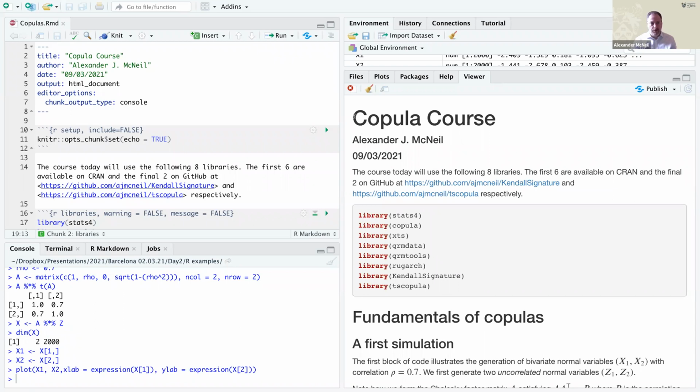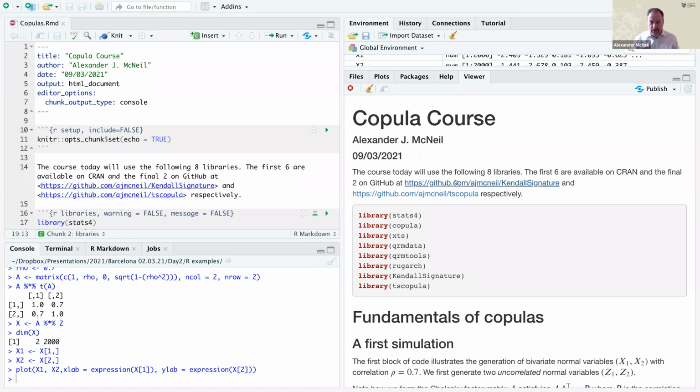But as before, you have an R markdown script. So you have this file, and you can knit it. It's probably going to be quicker than the one that I did for backtesting, which had lots of slow simulations. If you knit it, what you will get is what you see in the viewer. So you'll see copula course.